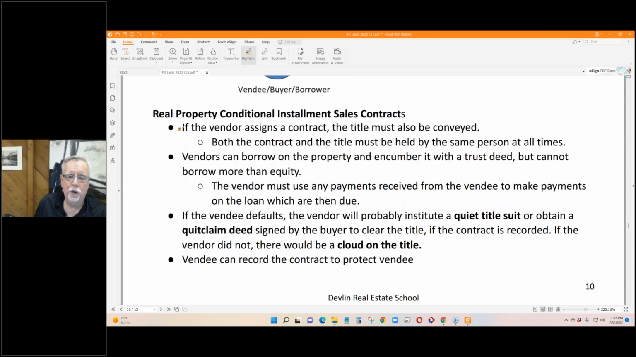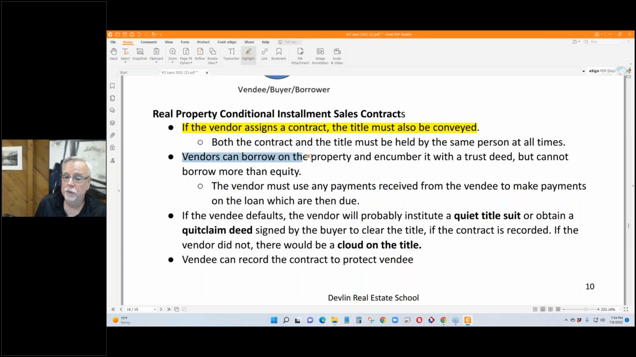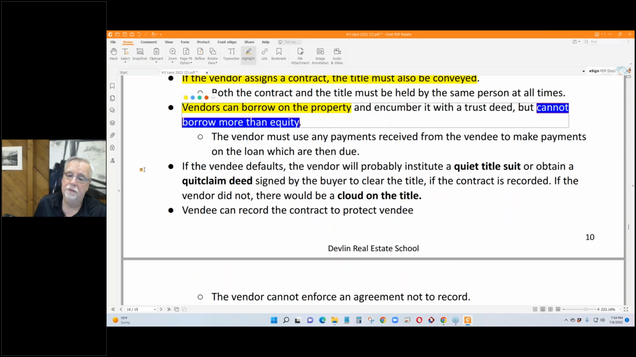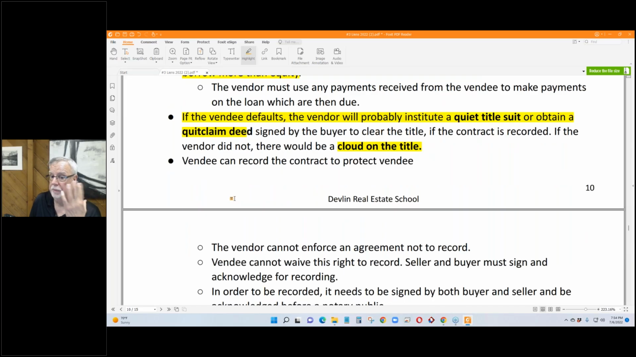If the vendor assigns a contract, title must also be conveyed. Vendors can borrow money on the property, but cannot borrow more than the equity they have in the property. They have to use any payments they get to make payments. In other words, when the vendee makes payments, the vendor has to make payments on their loan. If the vendee defaults, the vendor would issue a quiet title suit or obtain a quitclaim deed, or there would be a cloud on title, which I graphically illustrated with a big cloud.